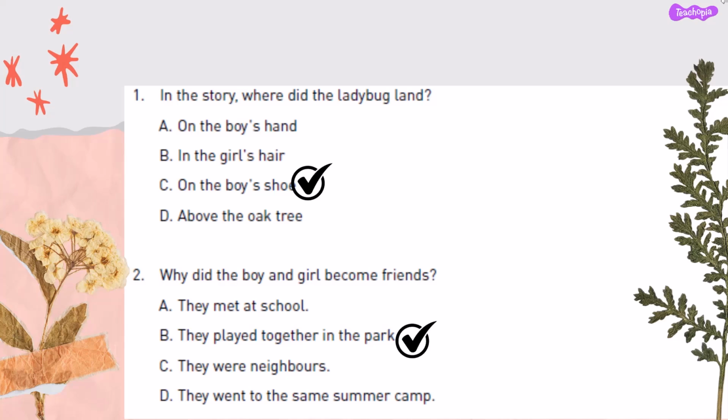The comprehension passage is followed by questions to check the understanding of the learner. Here are the answers for a couple of them. In the story, where did the ladybug land? On the boy's shoe. Why did the boy and girl become friends? They played together in the park.